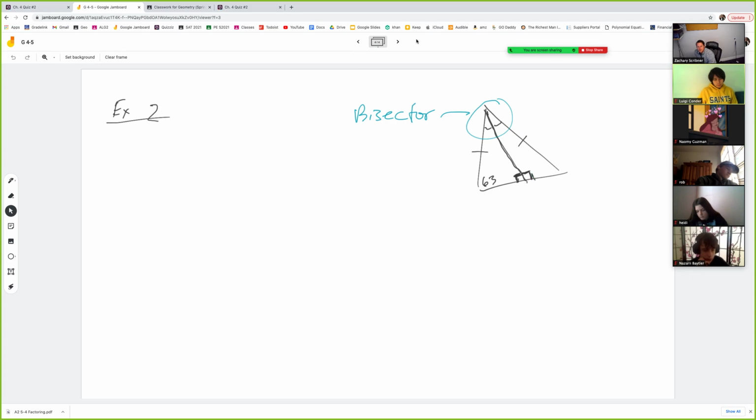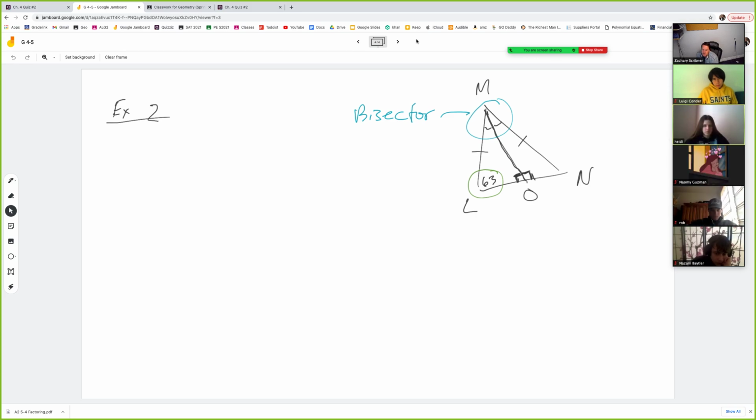Heidi, what's another piece of information you could give? Because you're given the fact that this is 63 degrees, okay, let's label our triangle MNOL. What other angle is 63, Heidi? The one on the other side. What? The one on the other side. Oh, just give me a letter. N. Angle N. Good. Right?